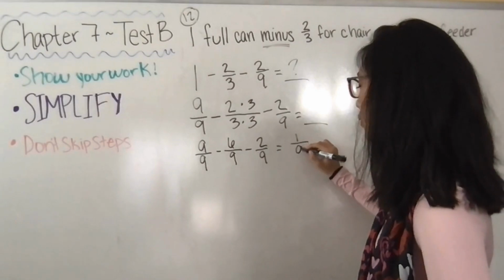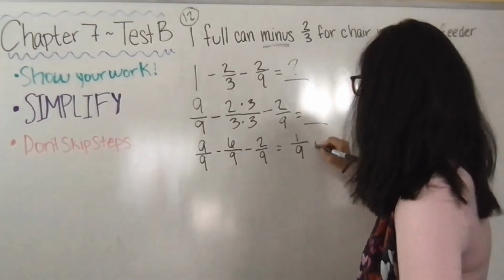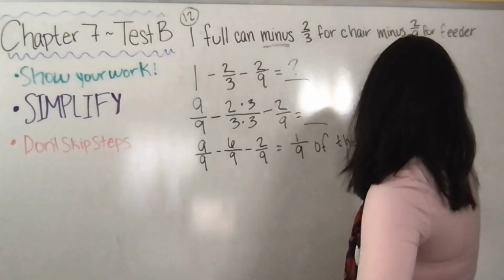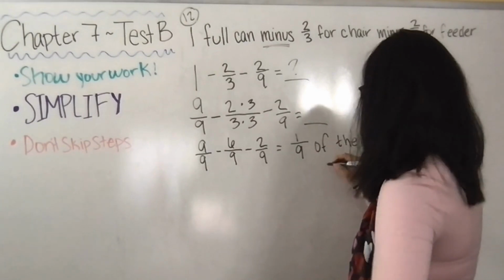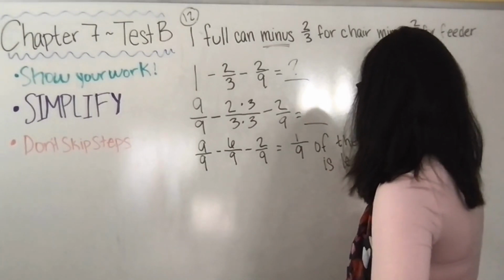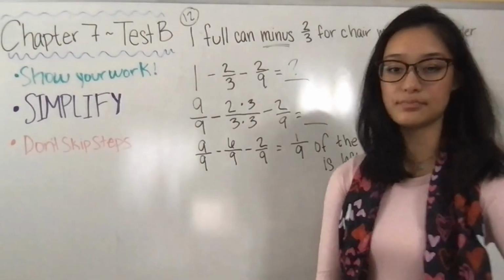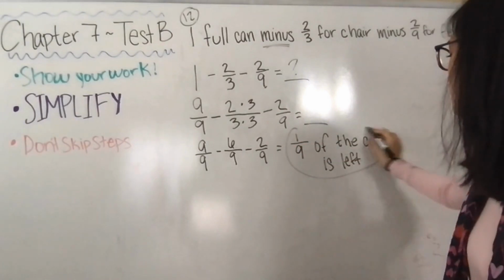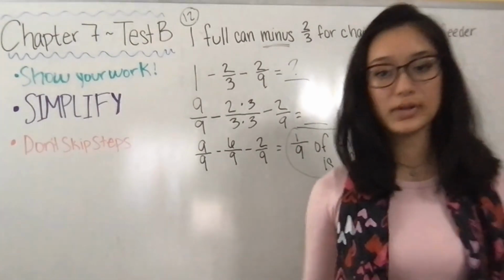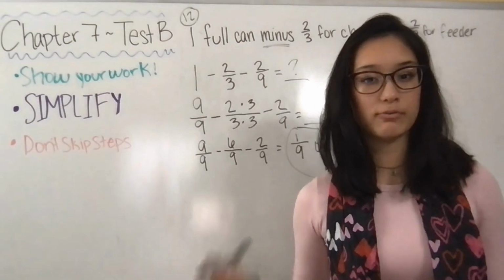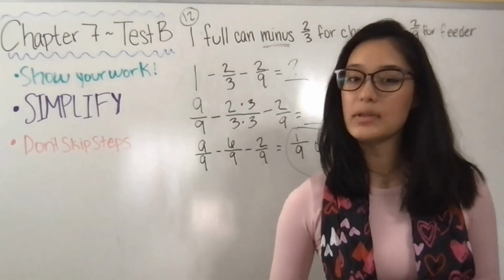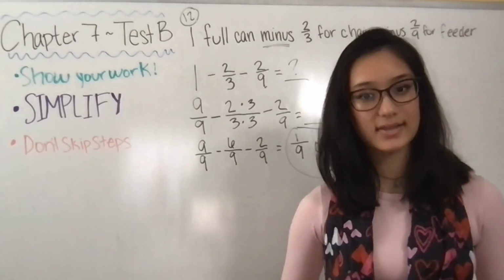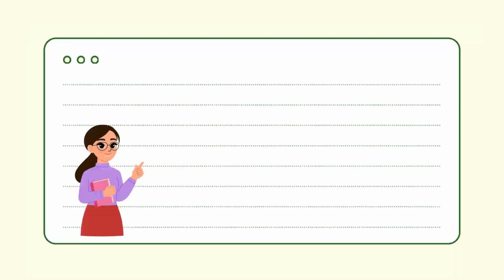So your answer is 1/9 of the can is left. So if you start with a full can, and by the end of it you have 1/9 left, how many ninths of the can did you use? You used 8/9 of the can of paint.